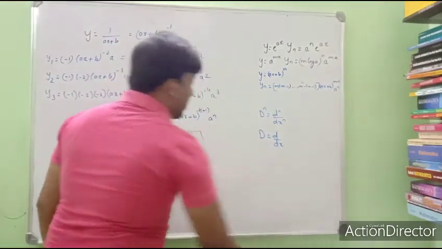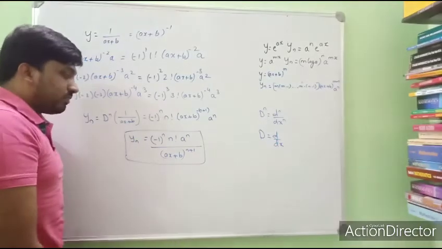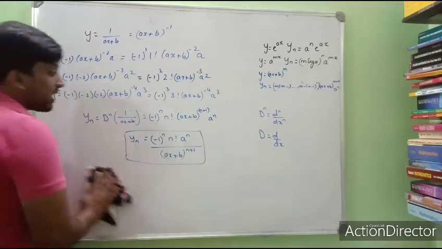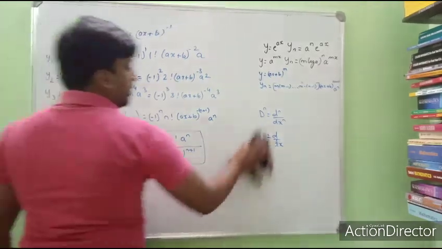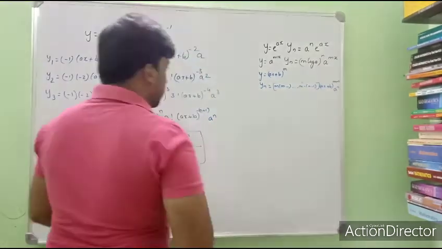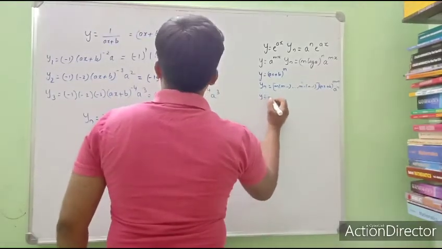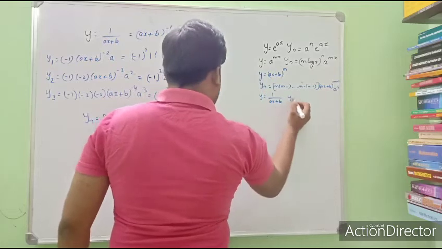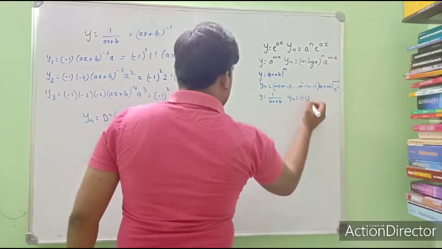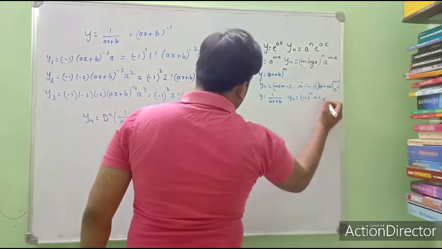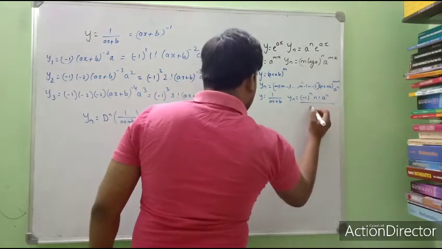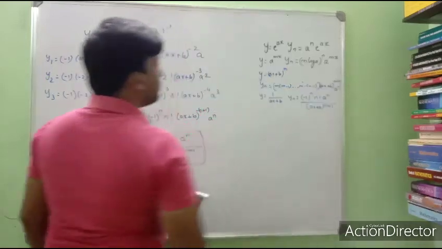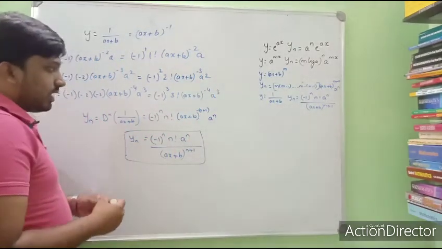I hope you are understanding and enjoying. Shall we go for the next standard function? Yes, but before that let me write it here. That is, if y is equal to 1 by ax plus b, then yn will be minus 1 to the power of n into n factorial into a to the power of n by ax plus b to the power of n plus 1. So this is the nth derivative.